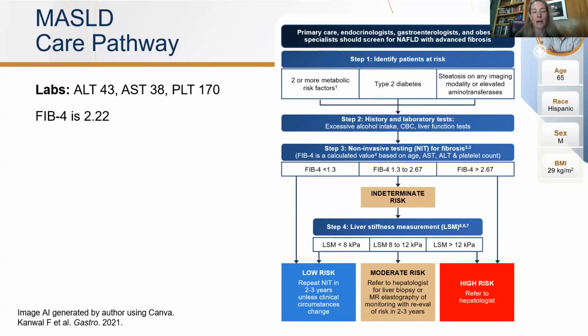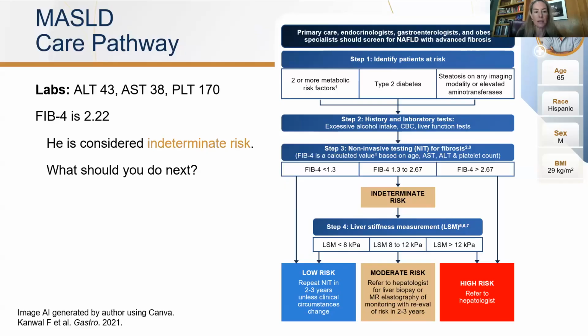So if you look at the algorithm here, starting at the top, who should we be screening for MASLD with advanced fibrosis? Patients at risk would be patients with 2 or more cardiometabolic risk factors, which again, the patient in this case certainly has. Type 2 diabetes, very strong risk factor. And then steatosis on imaging or elevated aminotransferases. Again, we did this history and initial blood work. We ruled out excessive alcohol intake, did the initial workup for elevated liver enzymes to exclude other etiologies like viral hepatitis, autoimmune hepatitis. We did our FIB4, which again, he's in the indeterminate range.